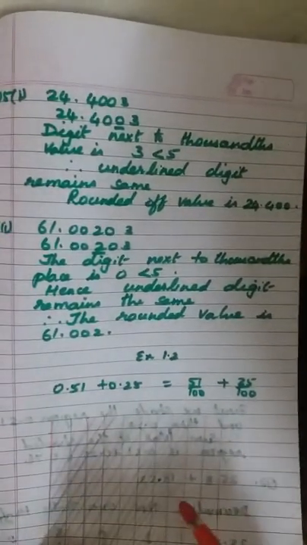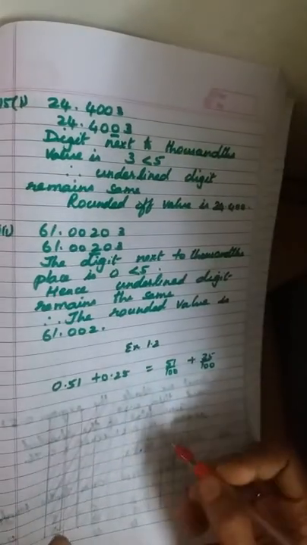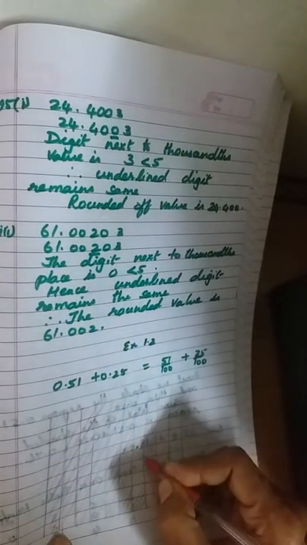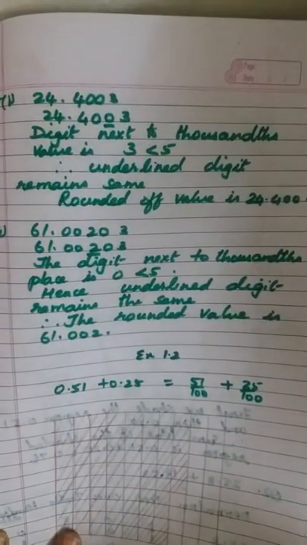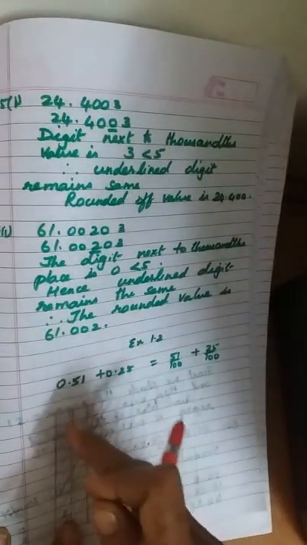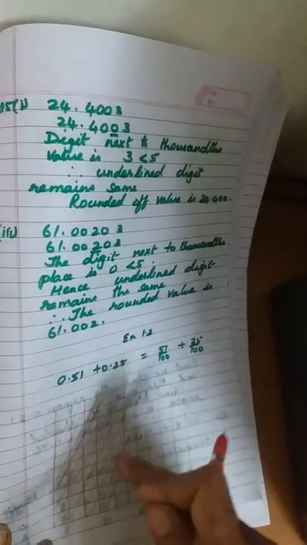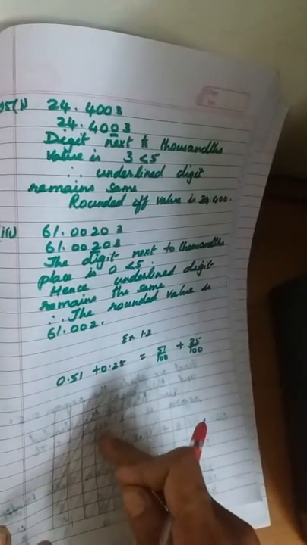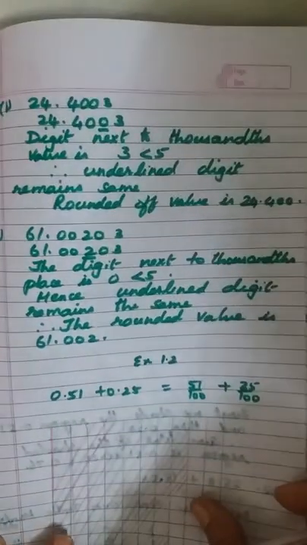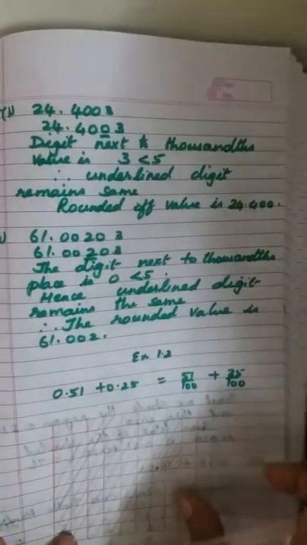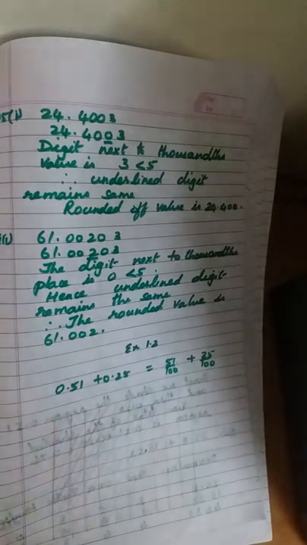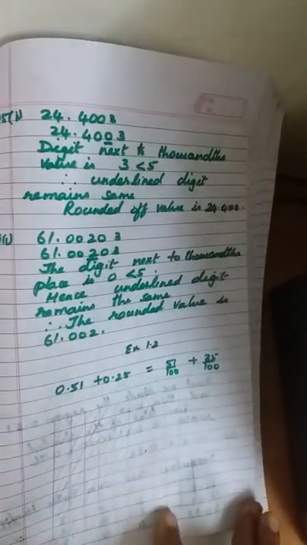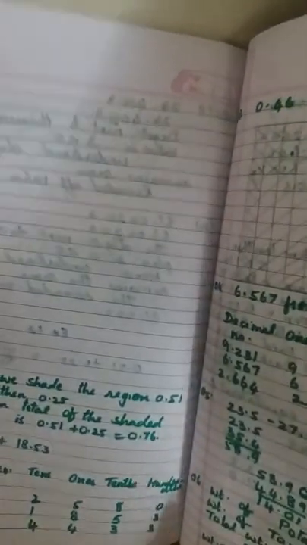See, till here I have shaded, you can see that. That is, first you will count 51 boxes. After that 51st box, you will count again 25 boxes. So you will reach till here. And then you count how many boxes there are in total. So what will you get? You will get 76, 0.76. Okay. So the answer will be like this.